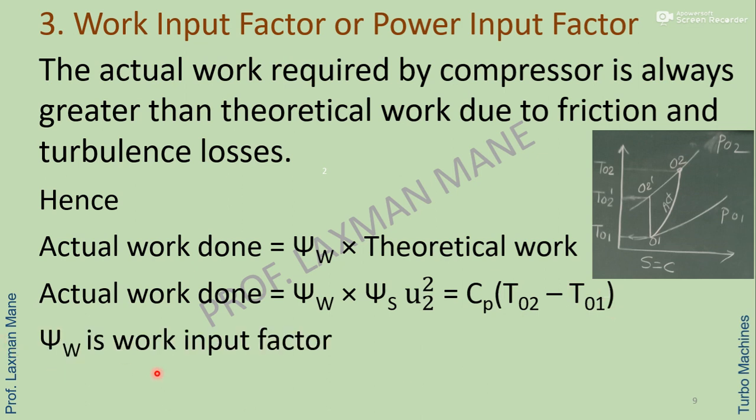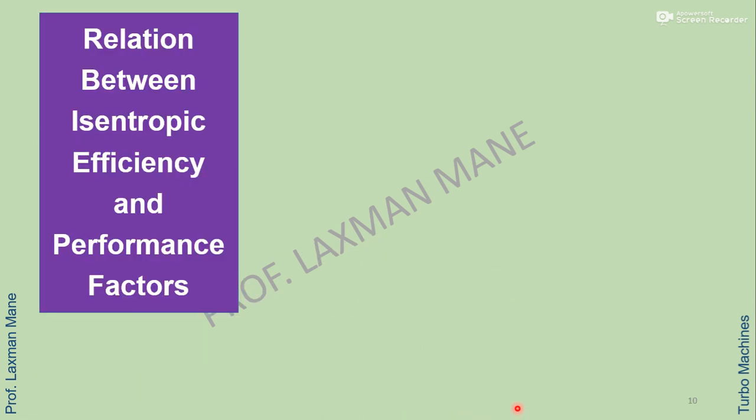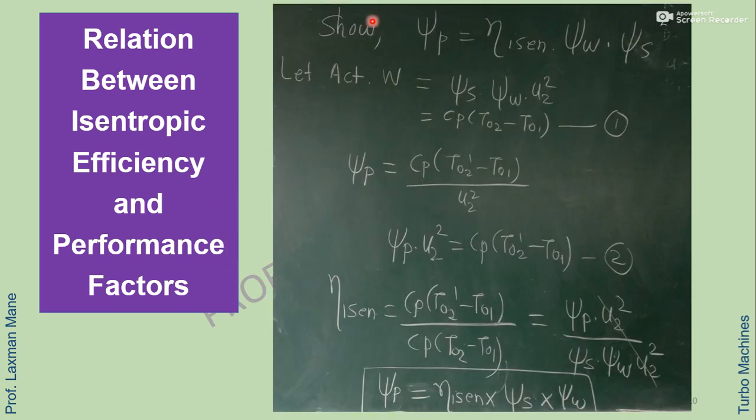Where psi w is the work input factor, and the value of psi w varies from 1.03 to 1.06. Now we will see the relation between isentropic efficiency and performance factors. Here it is to be proven that psi p is equal to isentropic efficiency into psi w into psi s. So this is the pressure coefficient, this is the work input factor, and this is the slip factor.